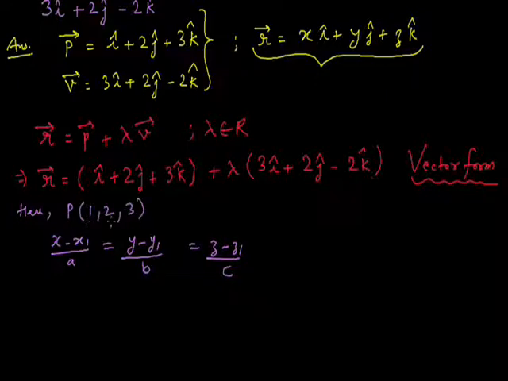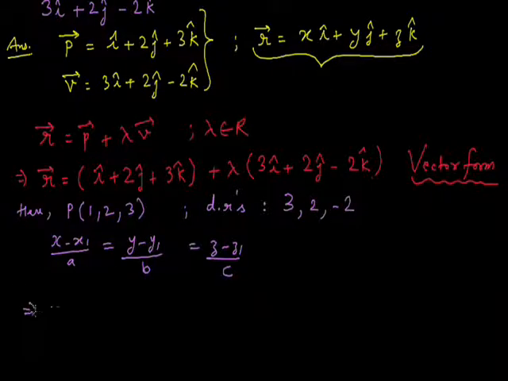So x1, y1, z1 are given to you. And the drs. Let's talk about the drs. The drs are basically the coefficients of i, j, k in the v vector, which is 3, 2 and minus 2. So drs are 3, 2 and minus 2 in that order.